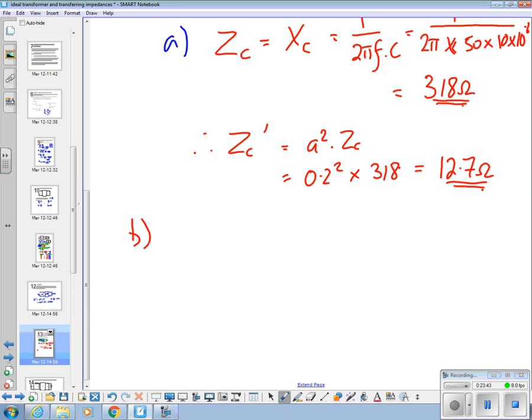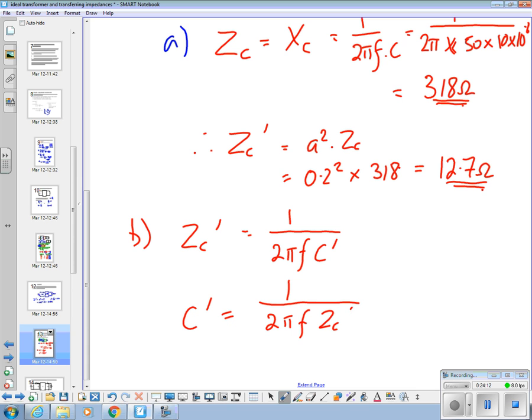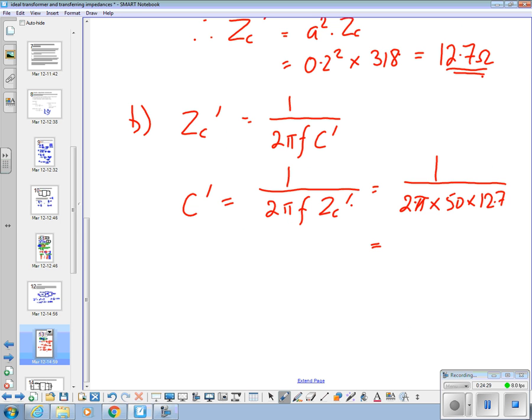For part B, we know that ZC dash, using the formula from earlier, is equal to 1 over 2 pi f C dash, and now we can rearrange that to find the reflective capacitance. So that goes up and the other one comes down. C dash equals 1 over 2 pi f ZC dash, so that's 1 over 2 pi times 50 times 12.7, equals, and I got 250 microfarads.